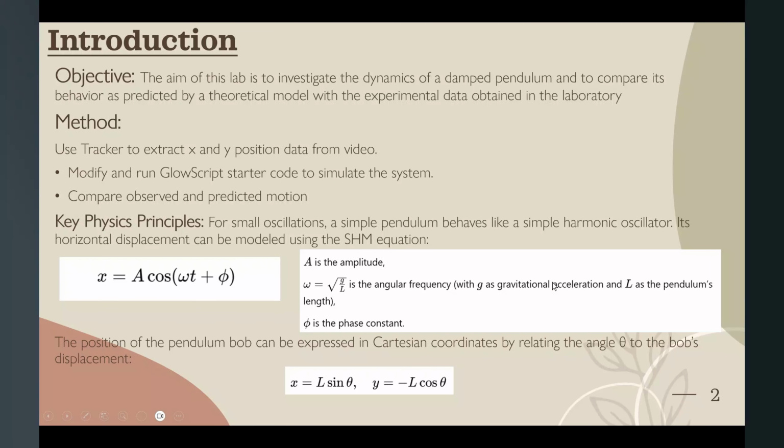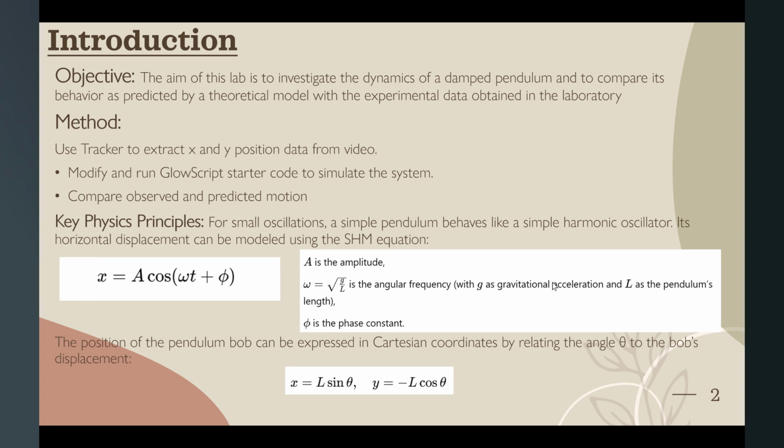Introduction. The objective of this lab, as determined by me, was to investigate the dynamics of a damped pendulum and to compare its behavior as predicted by a theoretical model with the experimental data obtained in the laboratory. Method. We used Tracker to extract X and Y position data from video, modified the starter code to simulate the system, and compare observed and predicted motion.